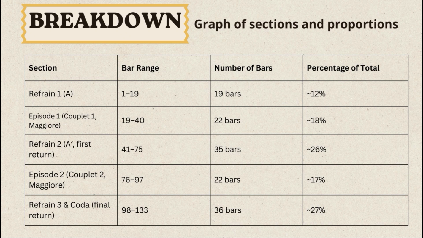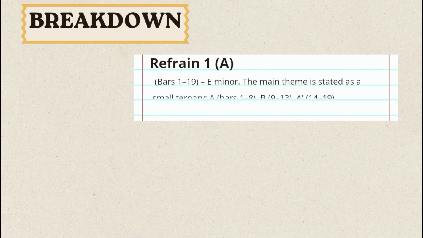The near equal percentages of the two episodes and the incrementally growing refrains, from 12%, 26%, and then 27%, reflect Haydn's practice of making each return of the rondo theme more substantial, leading to a final extended statement and coda.